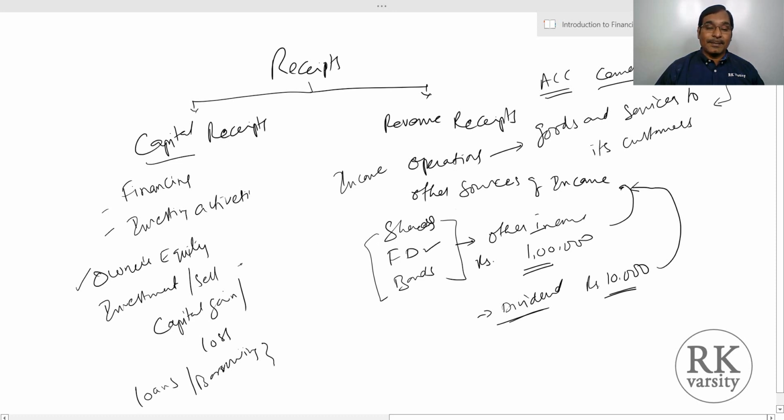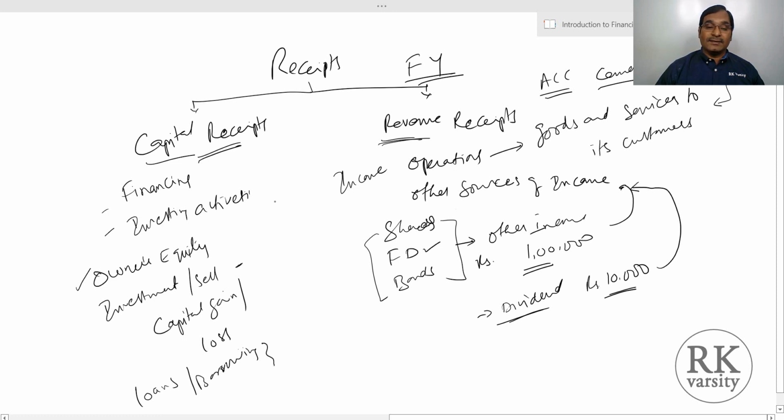a capital receipt. Now from this we can make a classification that revenue receipts are the incomes either in the form of income from operations or other sources which pertain to the current financial year or fiscal year. Whereas capital receipts have impact for a longer time period. So based on this, we'll try to judge whether a receipt is a capital receipt or a revenue receipt.